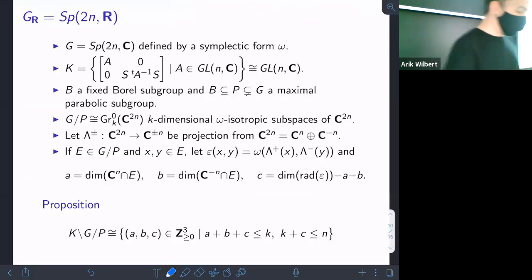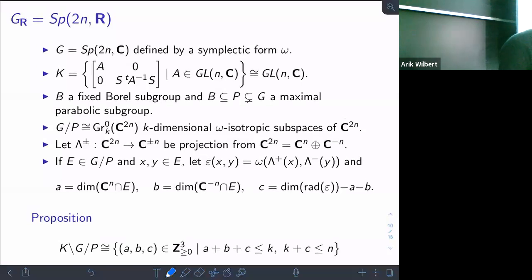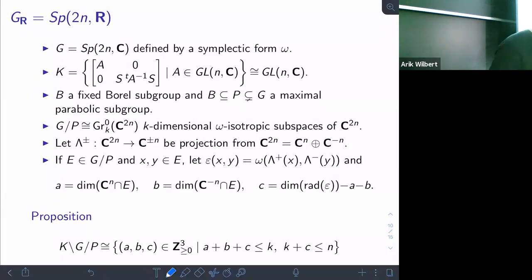Okay, so what I did in my dissertation was the same thing for a different group. And what I found is that this is a more complicated situation, to summarize it.